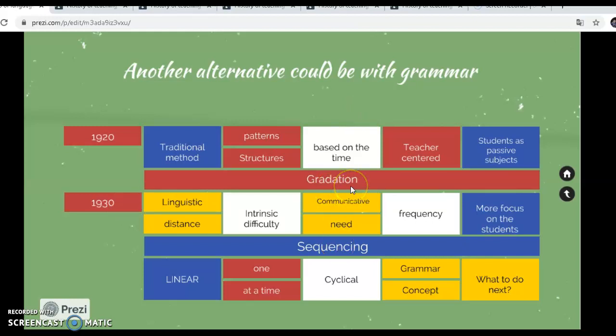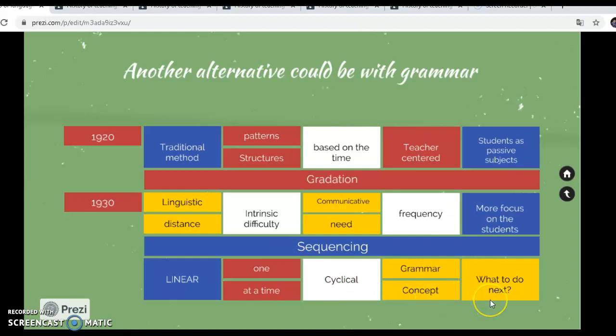The gradation based on linguistic distance, intrinsic difficulty, communicative need, frequency, and more focus on the students. And sequencing was divided in linear and cyclical, one at a time, focusing on the grammar concepts.